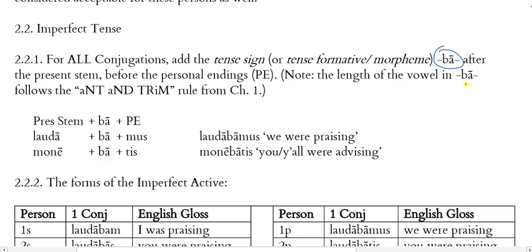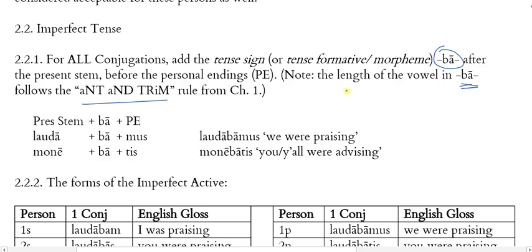Now the length of the tense sign ba, that long A, is going to follow the rule that we learned for when long vowels shorten with certain personal endings. And here you may remember that I gave you a mnemonic device, ant and trim, from chapter 1. What does that tell us? Well, anytime I have a long stem vowel, like the long A or the long E on laudare, right? Laudo, and moneo.